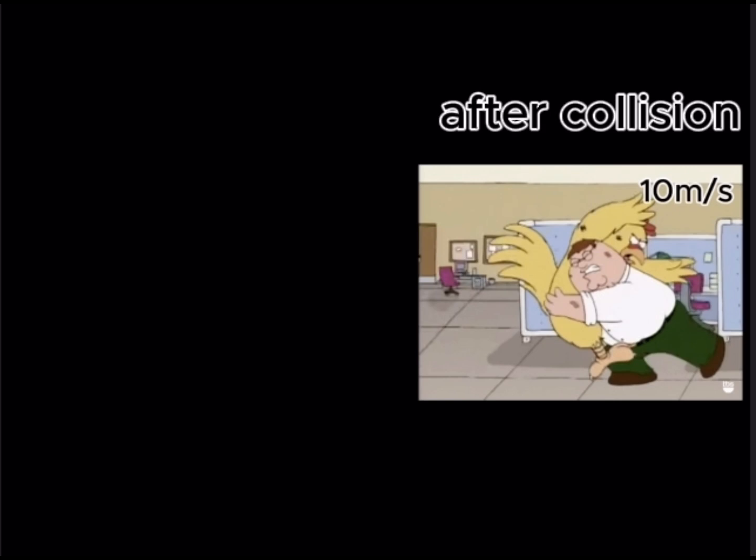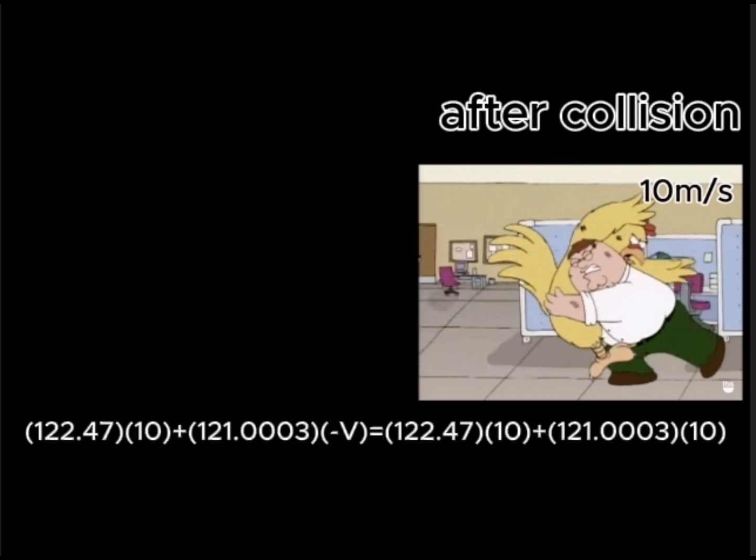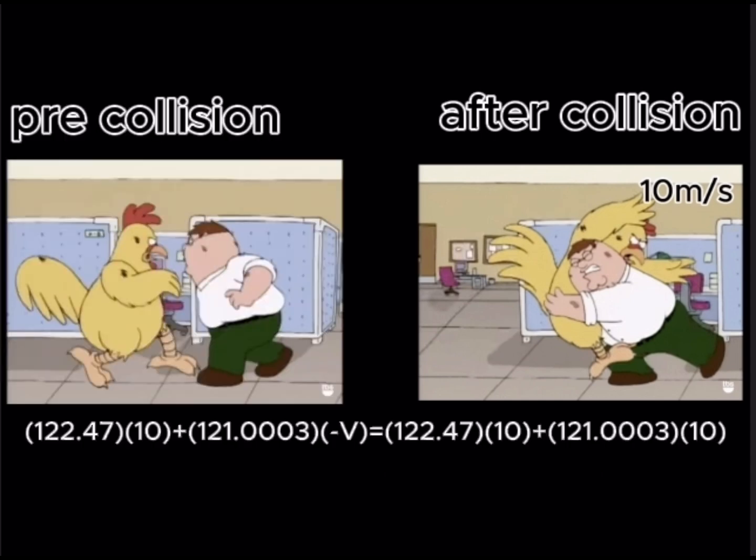For the after collision, the masses are the exact same, but now Peter and Ernie are both crashing to the wall at 10 meters per second. So the final equation should be 122.47 kg times 10 meters per second plus 121.0003 kg times negative v equals 122.47 kg times 10 meters per second plus 121.0003 kg times 10 meters per second.